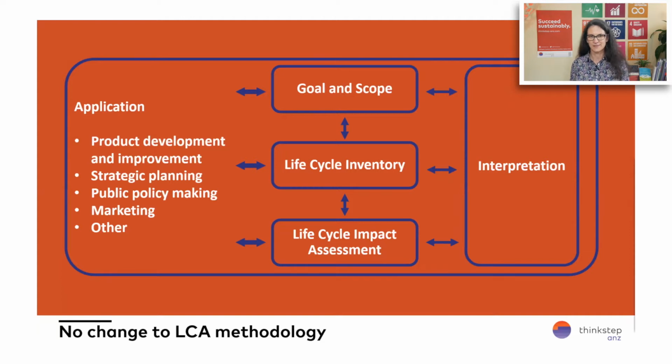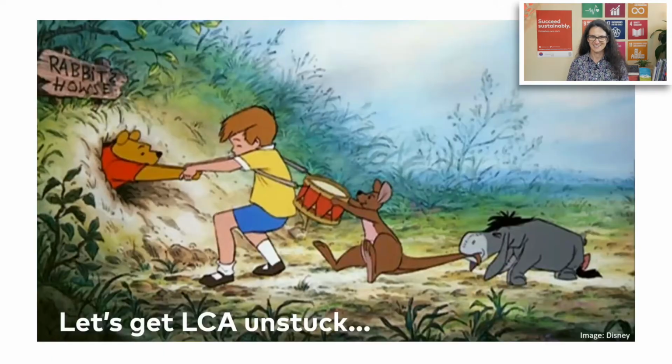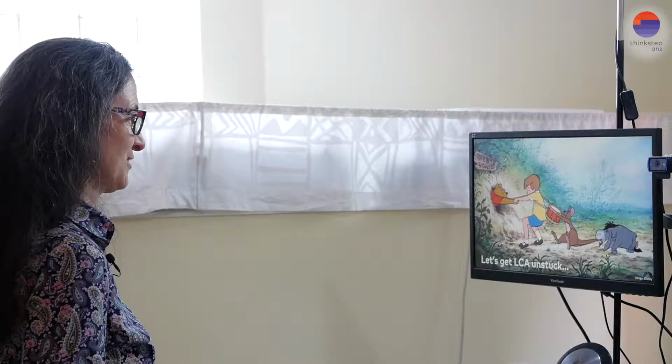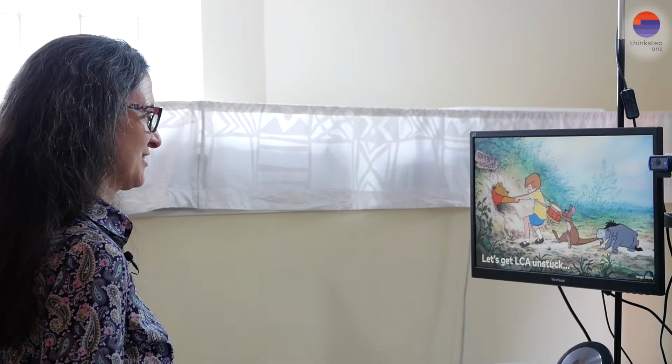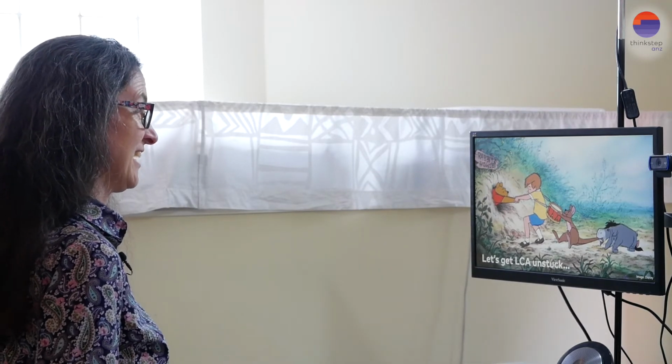Let's start with the end. Let's start with what we actually want to do with LCA. We have to have the application and the users in mind before we actually start. So we've changed the title of this really long project title to just Let's Get LCA Unstuck. And that is what Jim's 10 golden rules do. So with that, Jim, over to you, and looking forward to see how we can get LCA unstuck.